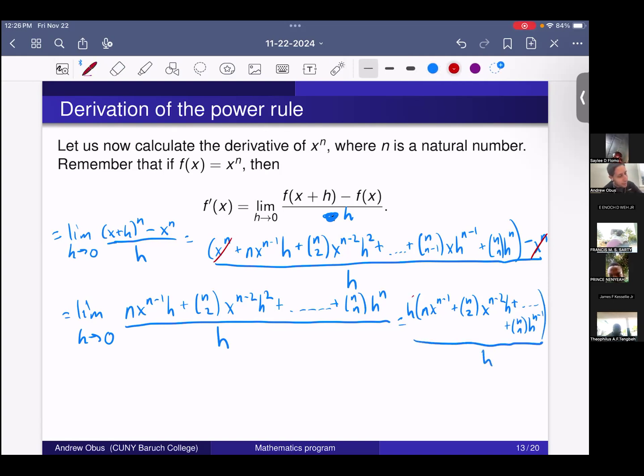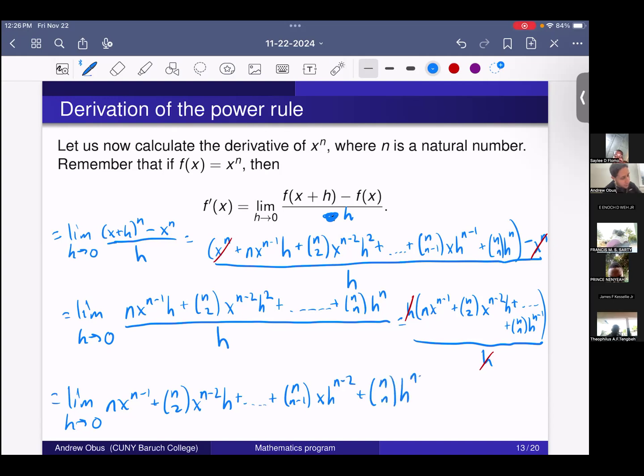And now when we cancel out these h's, we end up getting that this is the limit as h approaches 0 of n x to the n minus 1 plus n choose 2 x to the n minus 2 h plus, now maybe I'll write one extra term, n choose n minus 1 x h to the n minus 2. And then the last term is n choose n h to the n minus 1. I'm just writing out all of these terms. And now I've taken one factor of h out.